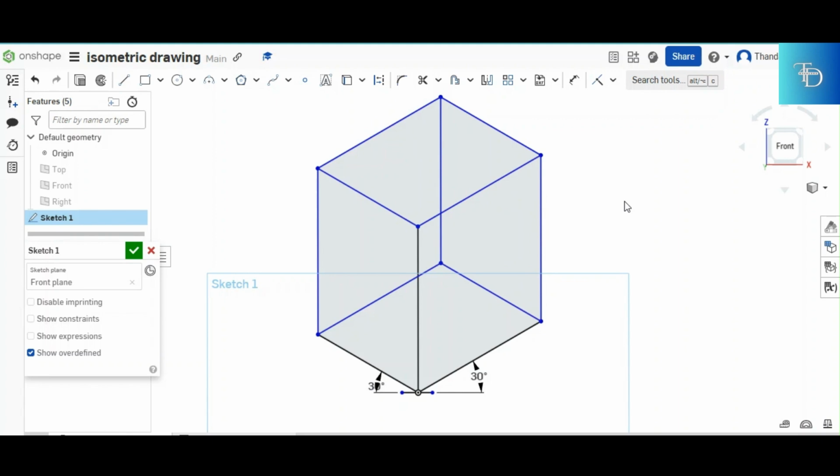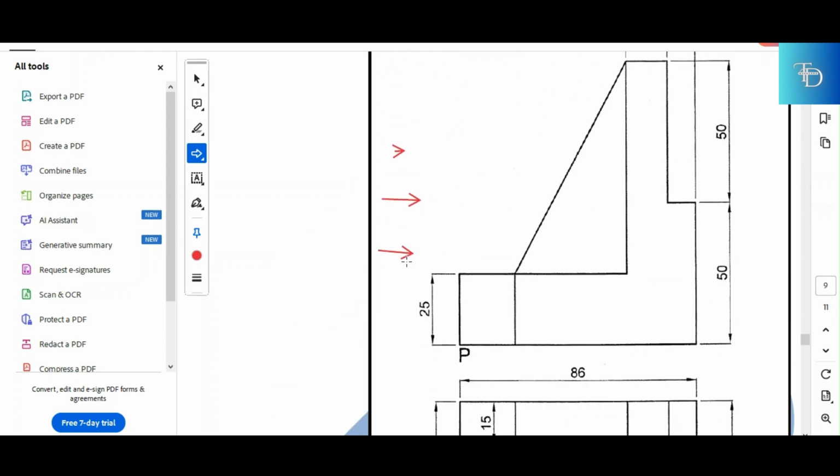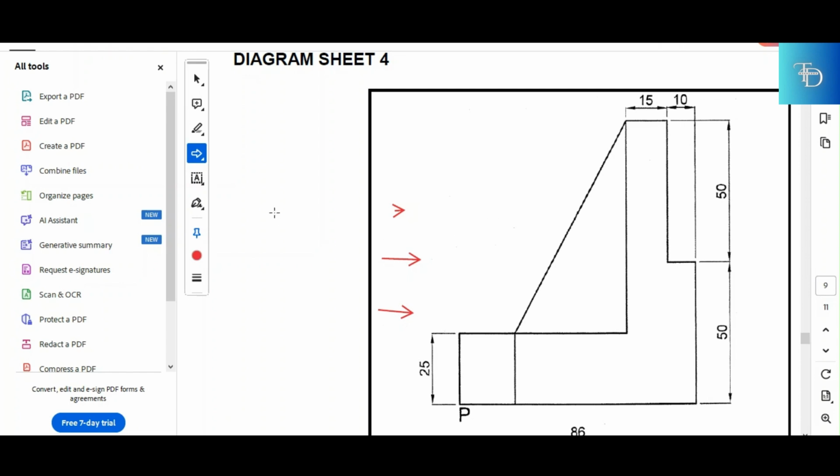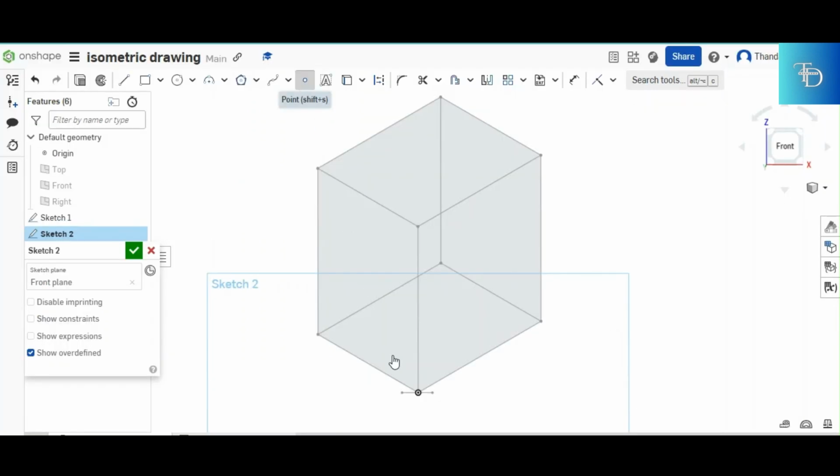Now the next thing you do when you are done with your cube is start transferring every dimension from your question to the cube you've created right here. You can start with the top or with the front. So let's start with the front. We have this 25 going upwards right there, the 25 millimeters of the drawing, which is the thickness of that L shape. The thickness of it is 25 millimeters. Then you come back to your cube and mark your 25 millimeters from the lowest point.